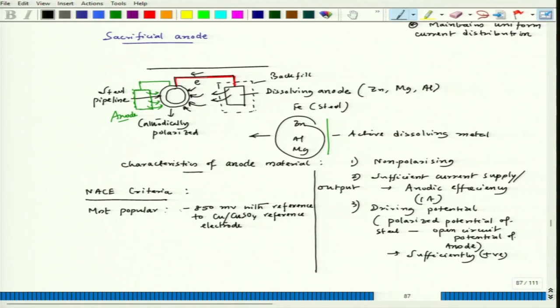For steel, this is applicable to steel. So, that means the polarized potential of the steel tank or steel pipe, which is to be protected using the sacrificial anode mode, has to have minus 850 millivolt minimum. Okay, so that is the voltage. And if it has that minus 850 millivolt, then it will get sufficient protection.